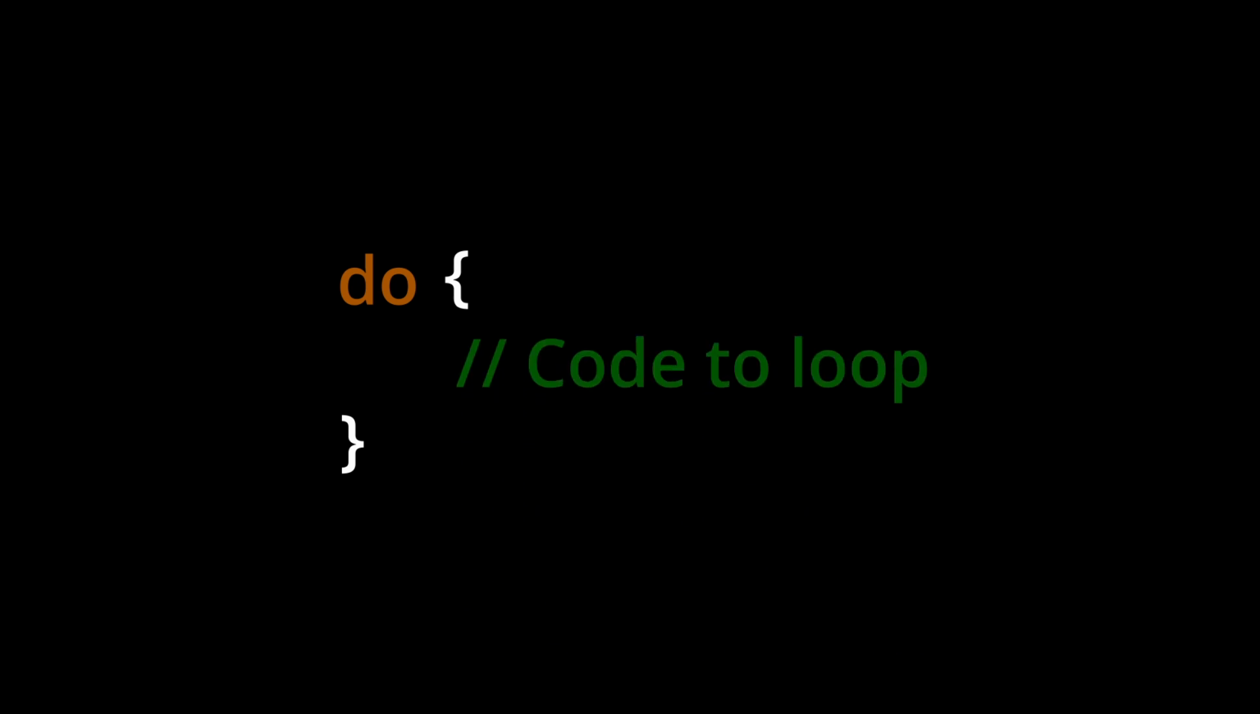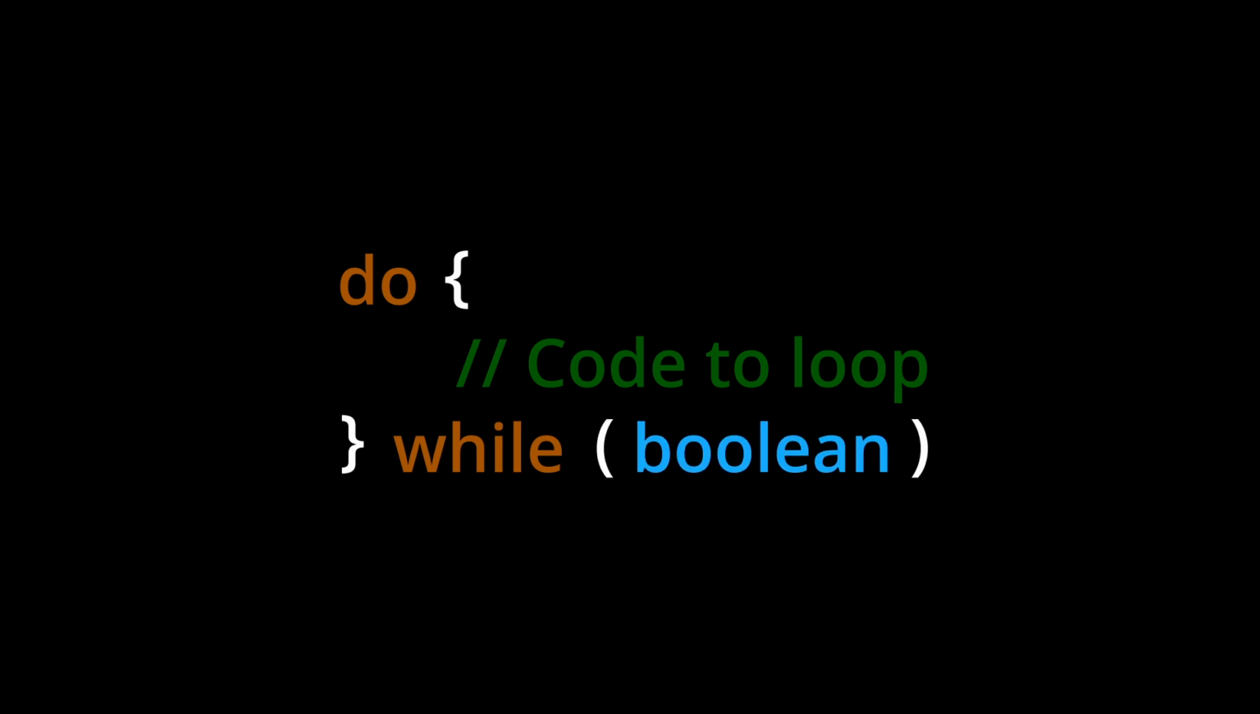A do-while loop is very similar to a while loop, but let's take a look at its syntax really quick. We've got do, then curly braces. Inside those curly braces, we want the code that we want to loop. Outside of the curly braces, we say while. In parentheses, we have our boolean, and then finally a semicolon. Let's take a look at this in code.